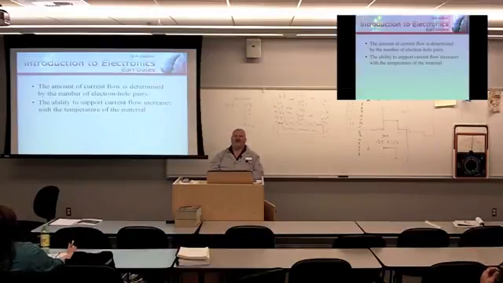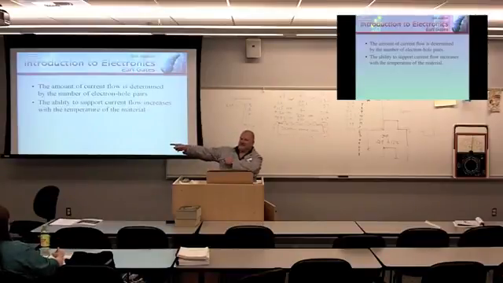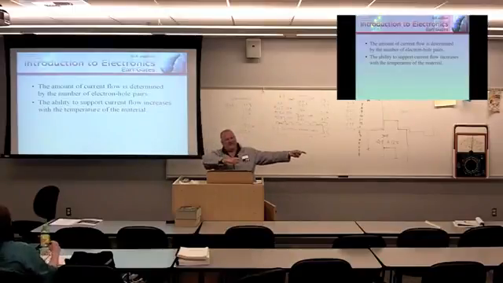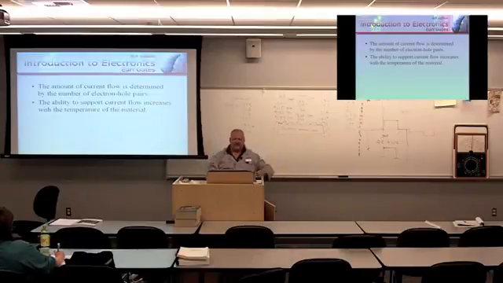So as I just stated, the amount of current flow is determined by the number of electron-hole pairs. 6.24 times 10 to the 18th electrons this way per second, 1 amp. 6.24 times 10 to the 18th holes per second, 1 amp. It's the same. Electron-hole pairs. The ability to support current flow increases with the temperature of the material.